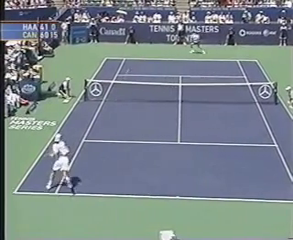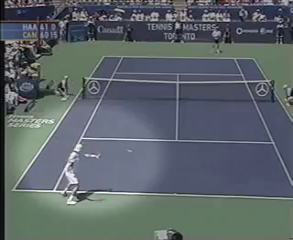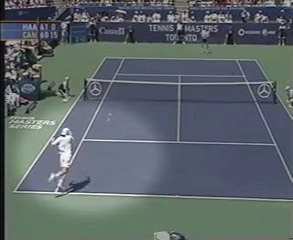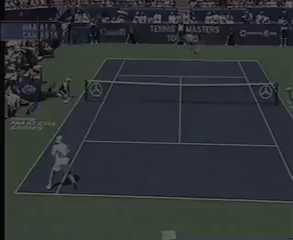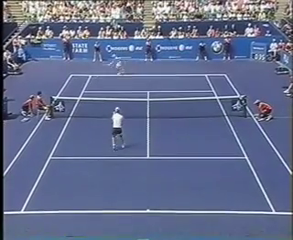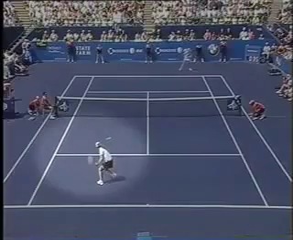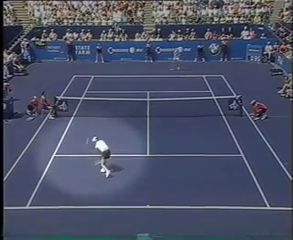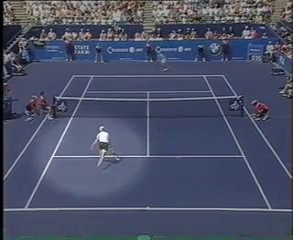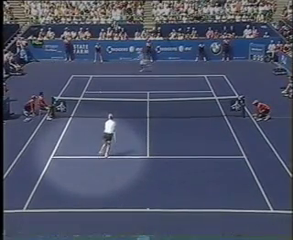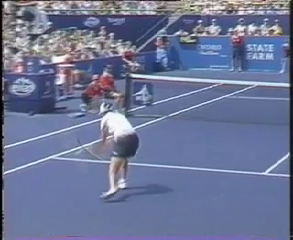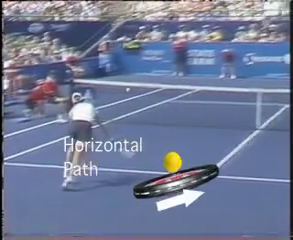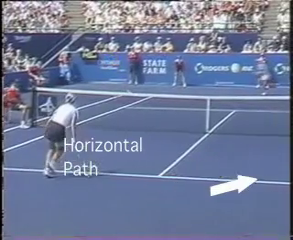Next we have flat or minimal spin. A player's racket path would be back to front or level to hit a flat shot. The last spin is side spin, sometimes referred to as slice on serves. A player's racket path would be more horizontal, as in left to right or right to left to create side spin.